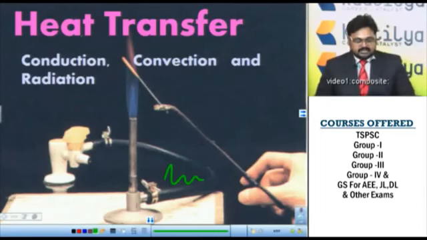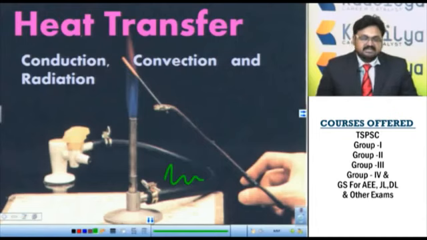Hi friends, today we will be discussing a new concept called heat transfer. There are three ways in which I could transfer energy from one point to another point. These three ways are conduction, convection and radiation.